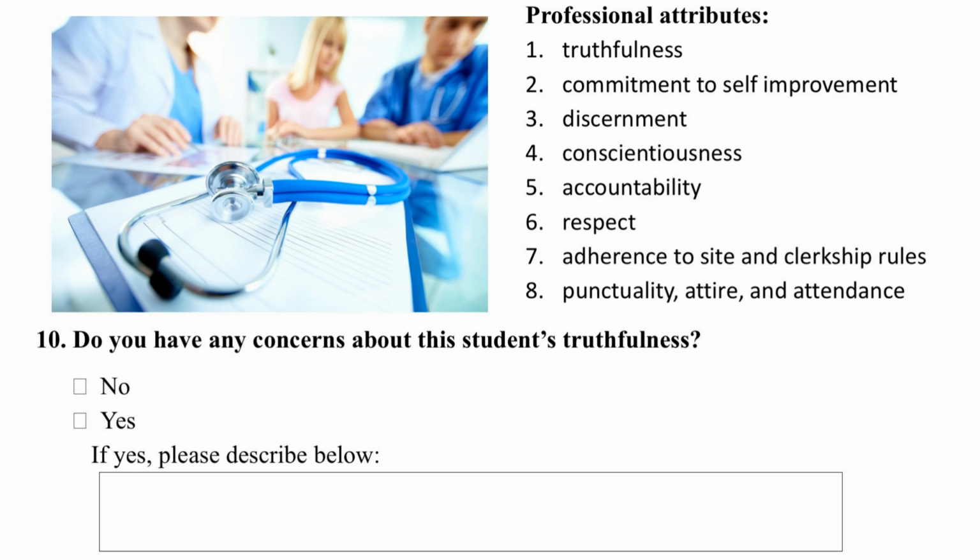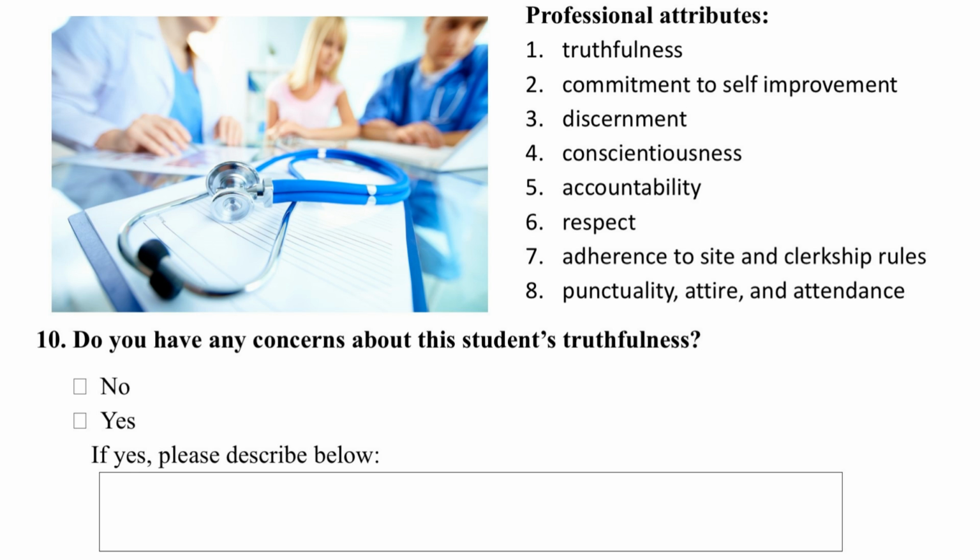The last section of the assessment form consists of the items assessing student professional attributes. These are things like truthfulness, commitment to self-improvement, discernment, conscientiousness, accountability, respect, adherence with site and clerkship rules, punctuality, attire, and attendance. With your feedback, we've reduced the number of these questions on the CASP. The first question in this area asks if you have any concerns about the student's truthfulness. If you do have any concerns, we ask you to give us a little more information about your concerns.